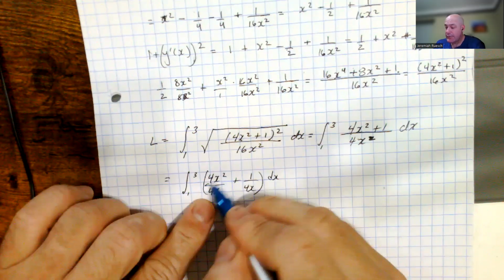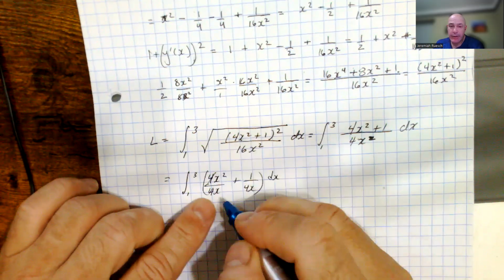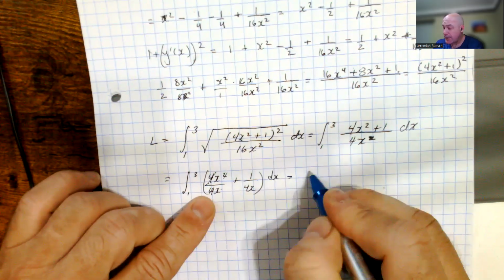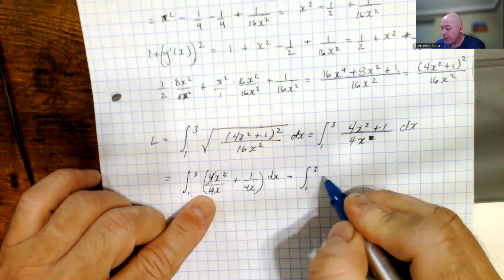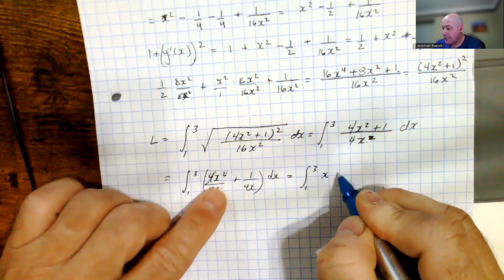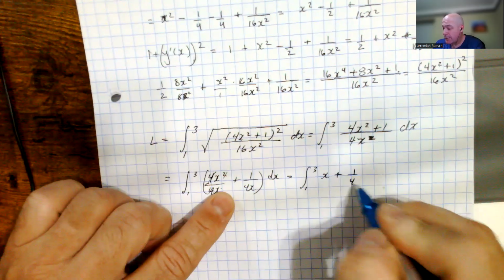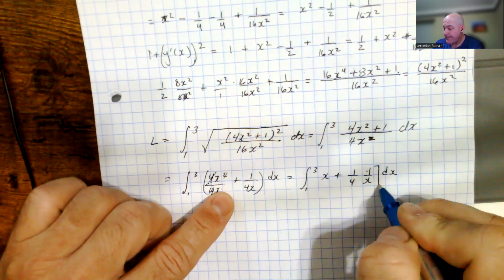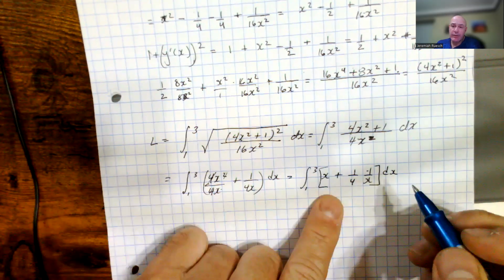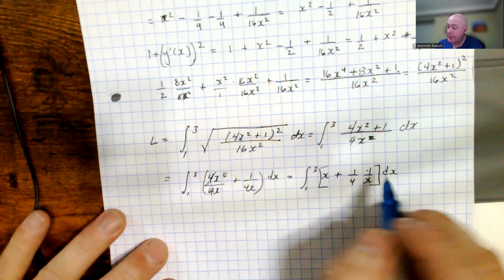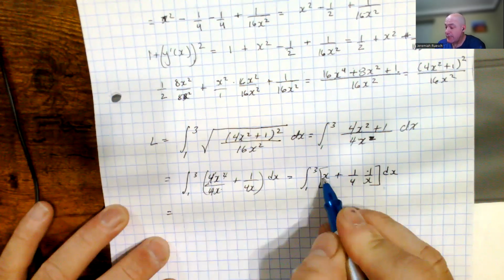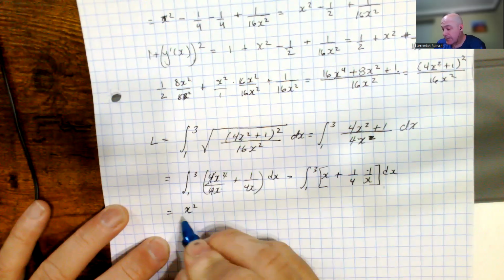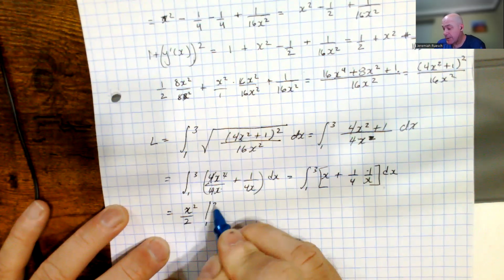Okay. These cancel, right? So the 4 and the 4 reduce to 1, and then the x and the x squared reduce to just x. So I'll write it out just so that we're clear. This is going to be x plus 1/4 times 1 over x dx. Okay, so now I can integrate each of these terms since the integral is a linear operator. So the integral of x is x squared divided by 2, evaluated from 1 to 3.